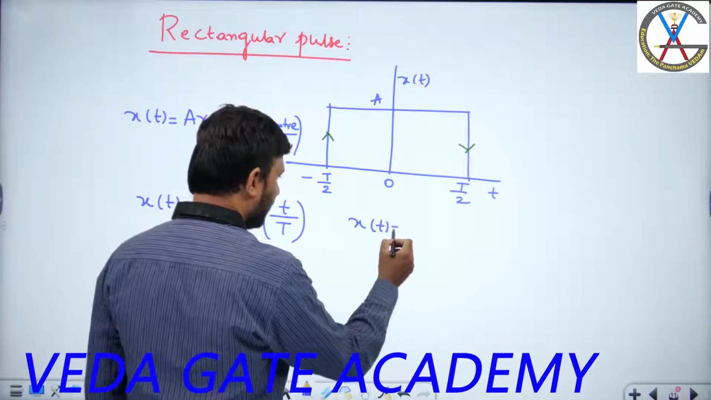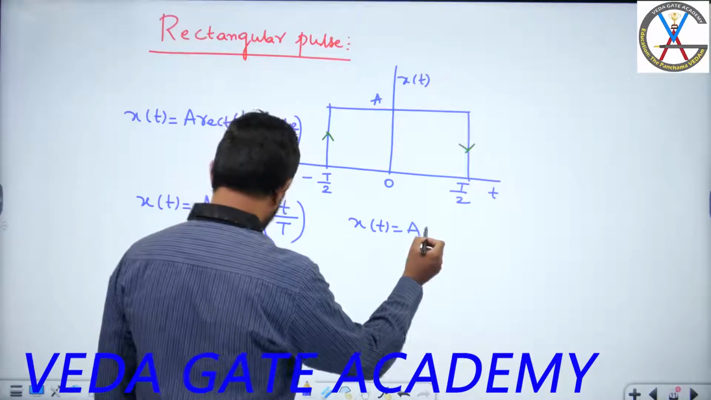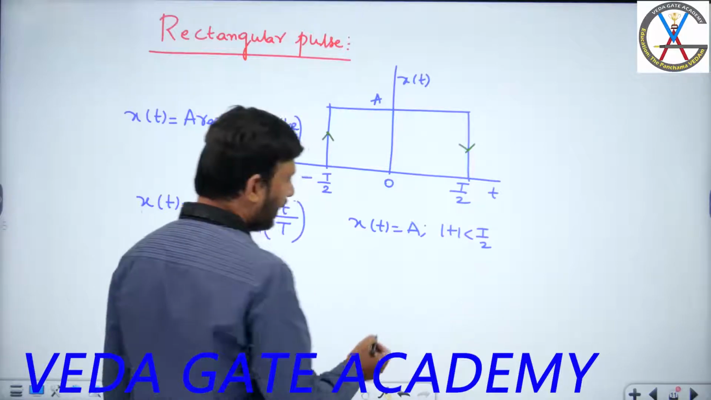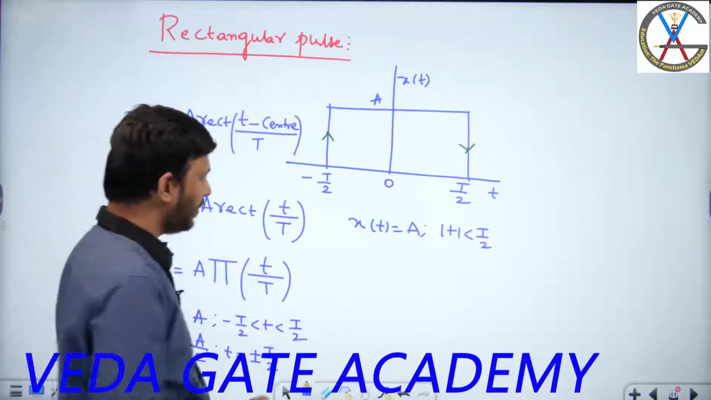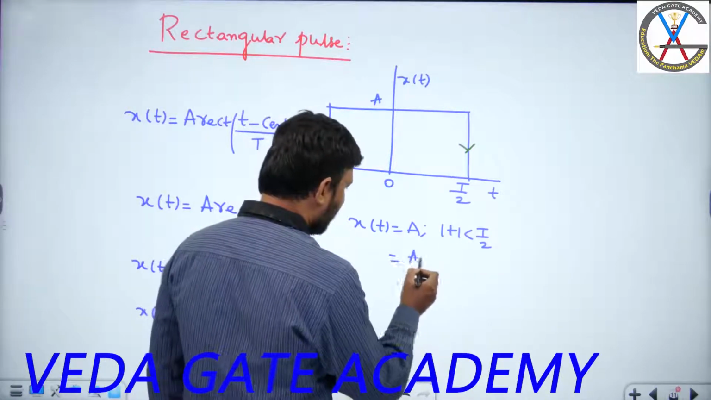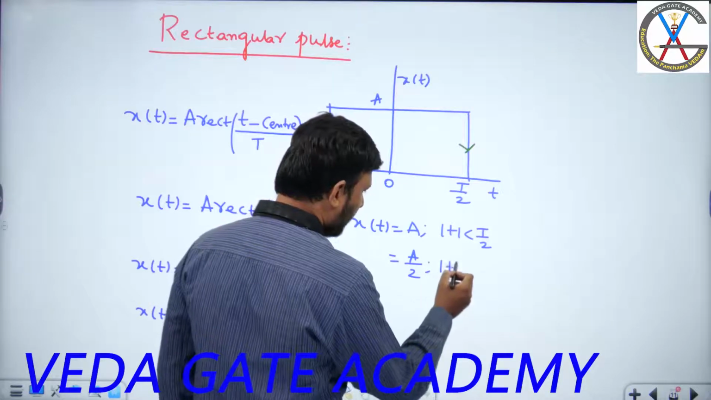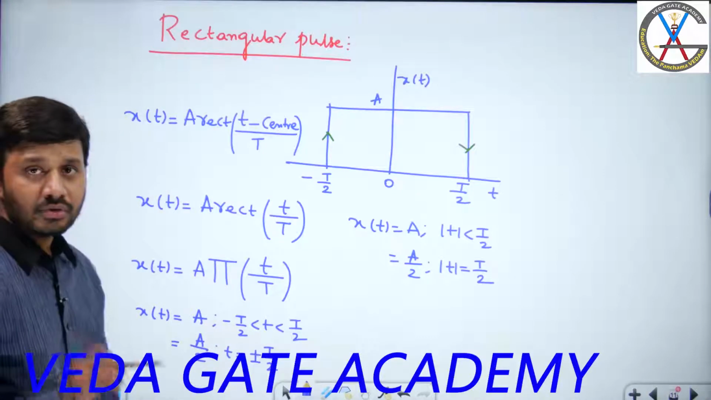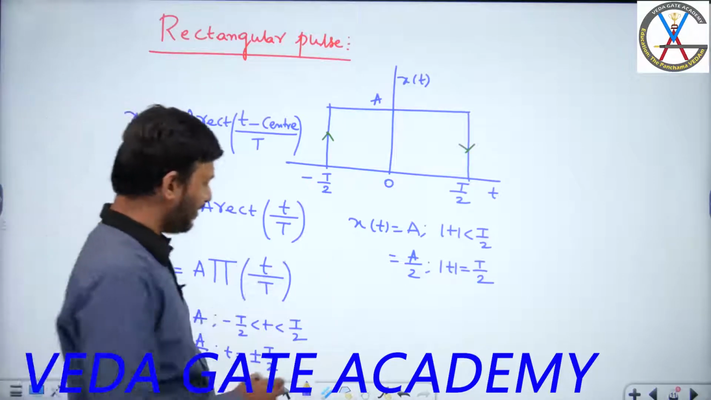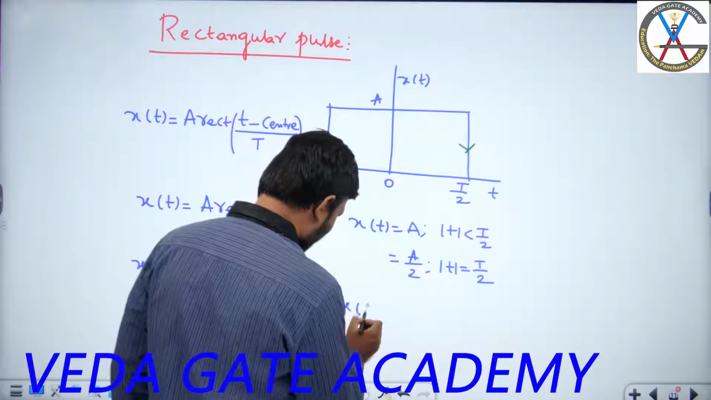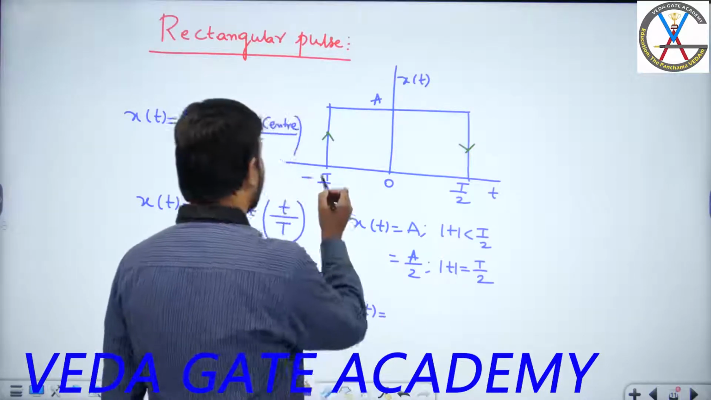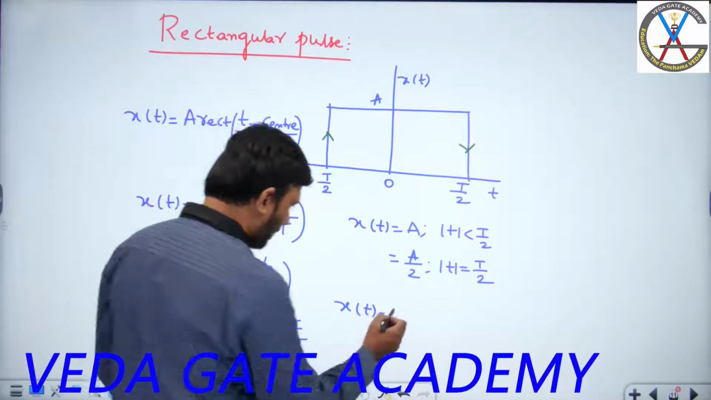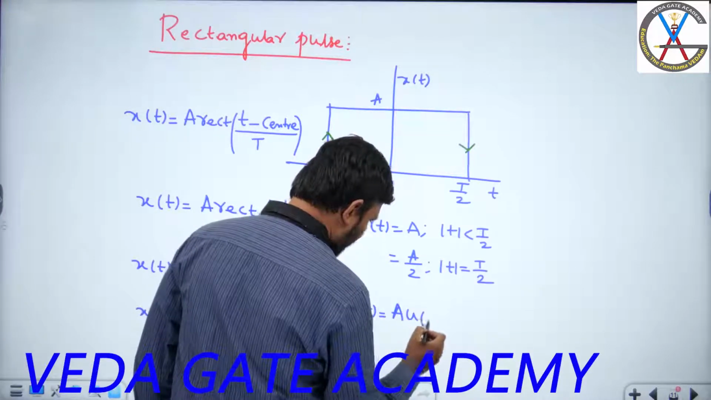Or you can write in this fashion also. X of t is equal to simply A for mod t less than T by 2. Mod t less than T by 2 means from minus T by 2 to T by 2, and it is A by 2 for mod t equal to T by 2. In this way you can write. No sir, I want to write in terms of unit steps. Yes, you can write. How can you write in terms of unit steps? Starting at minus T by 2, we have a sudden rise and going with the value of A, means A u of t plus T by 2.